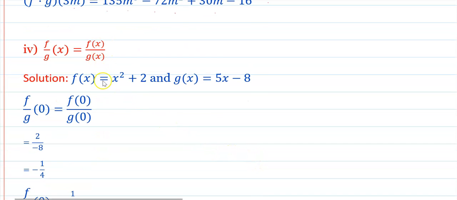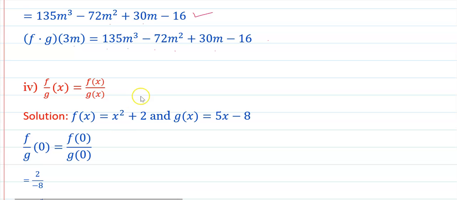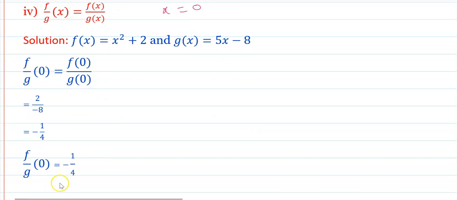Okay, now the next, division. Division of f of x upon g of x. What is the function f of x? And what about its values? The value at x equal to 0, we have to find out. So f of 0 upon g of 0. What is the value of f of 0? f of 0 means what? x is replaced by 0. f of 0 is 2. And what about g of 0? g of 0 is minus 8. That is 2 upon minus 8. Then you will get here minus 1 by 4. And therefore (f upon g) of 0 is equal to minus 1 by 4.